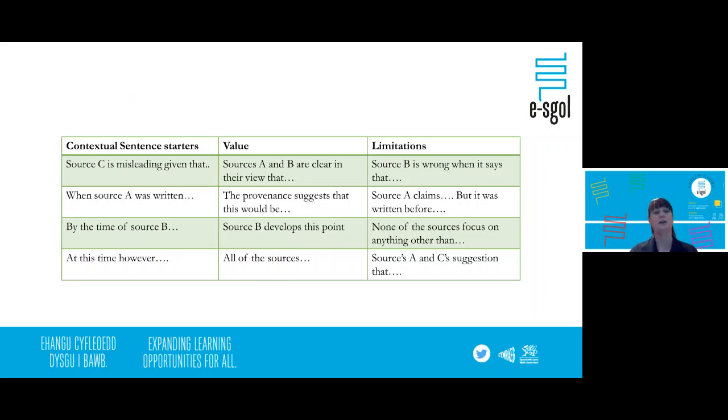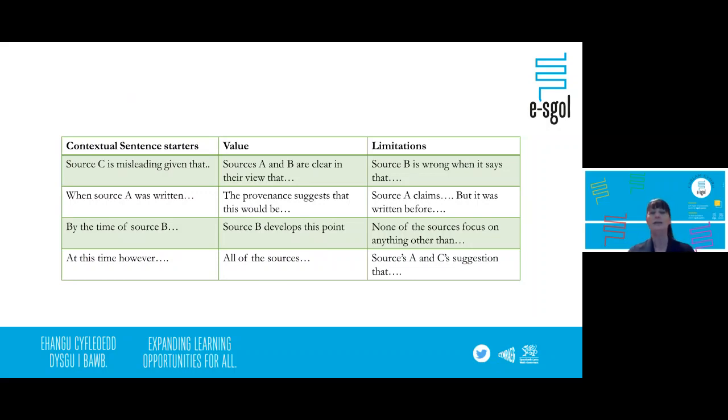Right, so in addition to the sentence starters that I've given you, there are some here from the WJC as well, which are contextual sentence starters that you might want to have a look at and think about and use. So if you're thinking about what else is going on at the time, you could say source C is misleading given that, and you'd bring in what you know about the time when source A was written, by the time of source B, at this time, however.